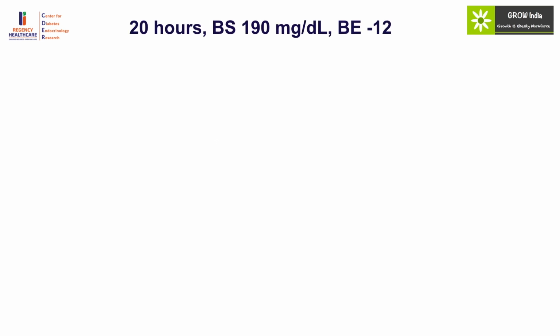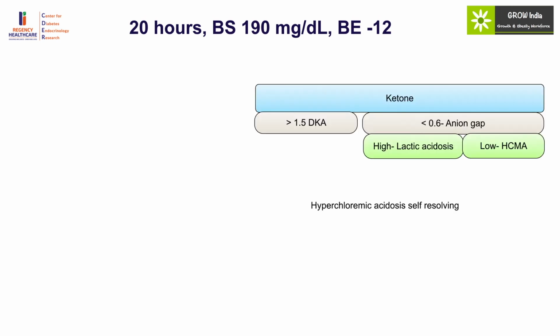20 hours after treatment, the child is better, blood sugar is 190, base excess, however, is still persisting. So why is this child having persistent metabolic acidosis? And to answer this, we need to really think of three possibilities.